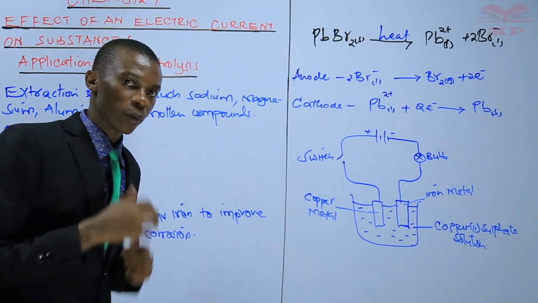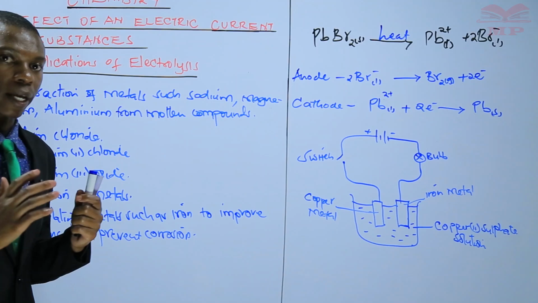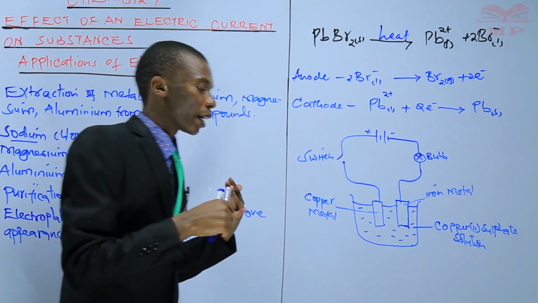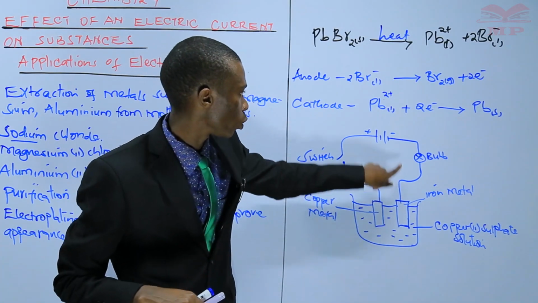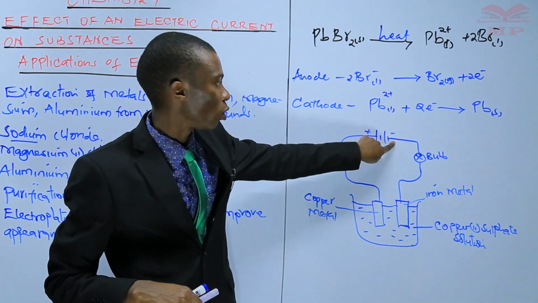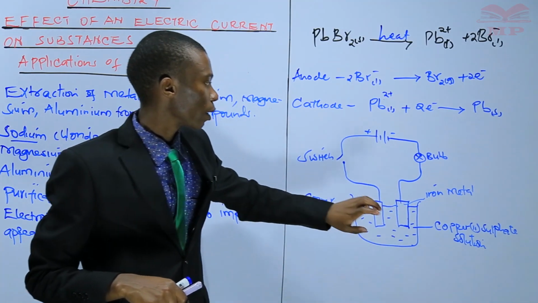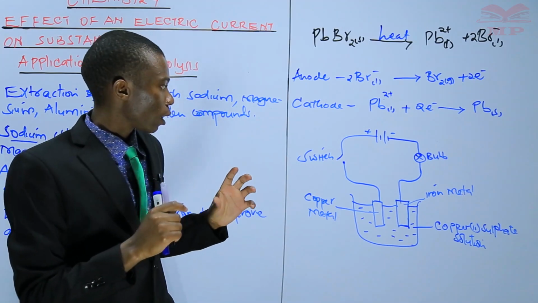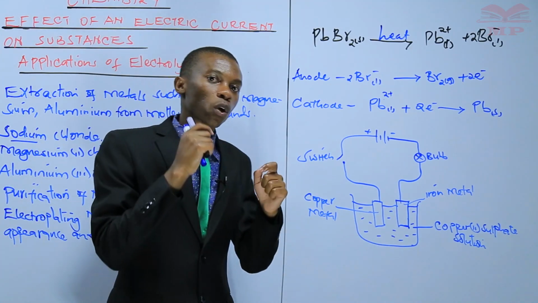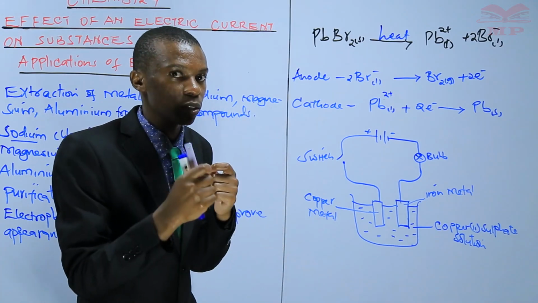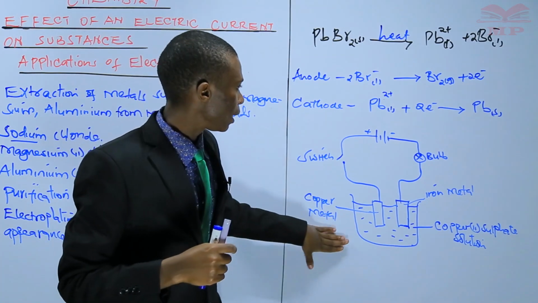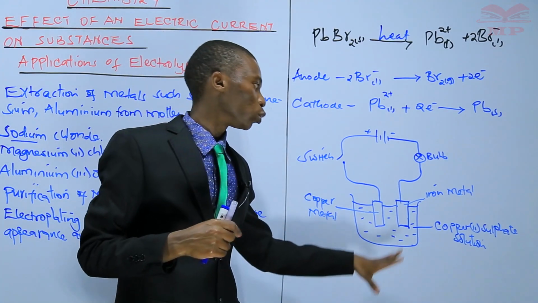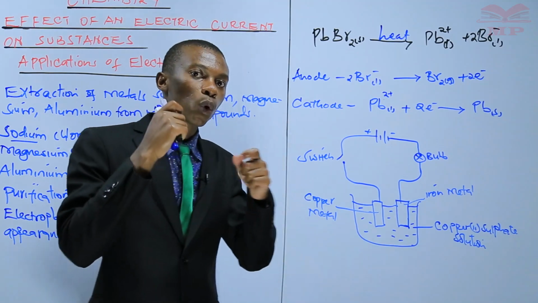If you want to coat iron metal with a metal like copper, then iron metal should be made the cathode, like we've done here. This is the cathode because it's connected to the negative terminal of the power source. So the metal to be coated should be made the cathode. Then the metal which you are coating with should be made the anode. And the solution again should contain the ions of the metal you want to coat iron with.